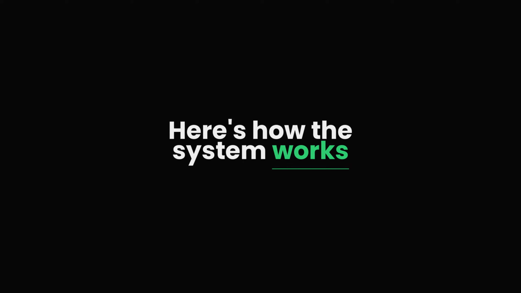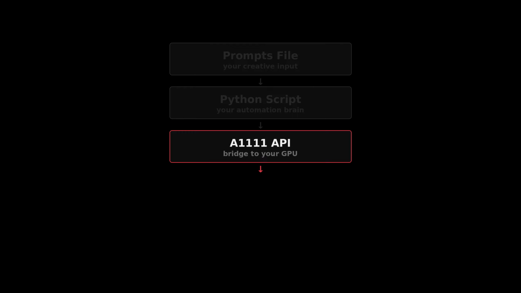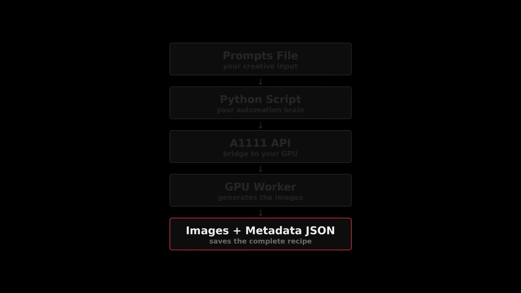Here's how the system works. A prompts file, your creative input. A Python script, your automation brain. An API endpoint, the bridge to your GPU. A worker that generates images. And an output folder that saves every image with its complete recipe as a JSON file. This is why it's better for builders. It's a system, not a chat box.